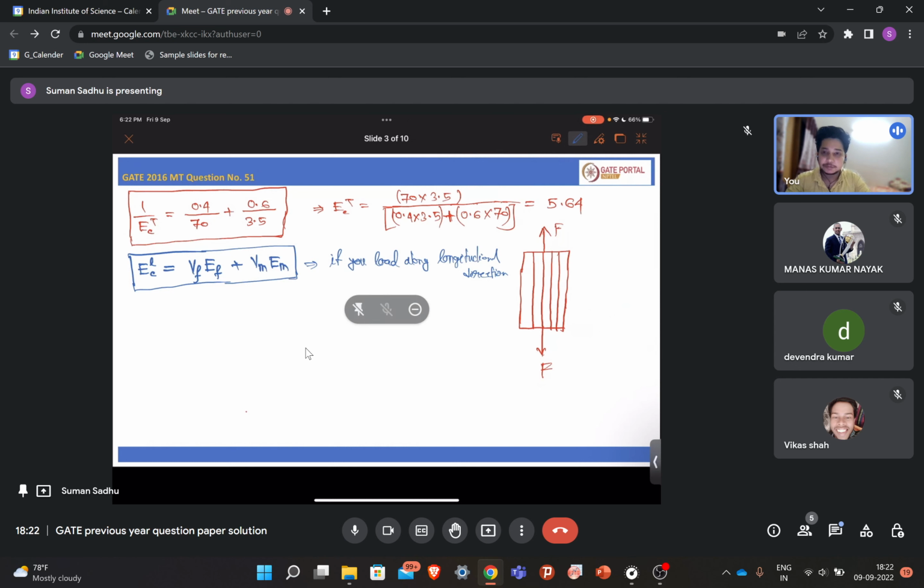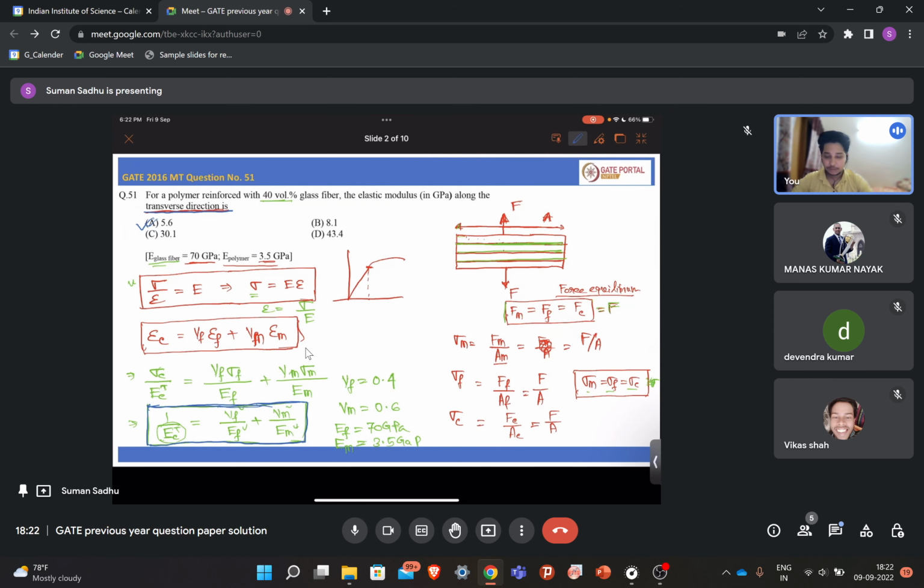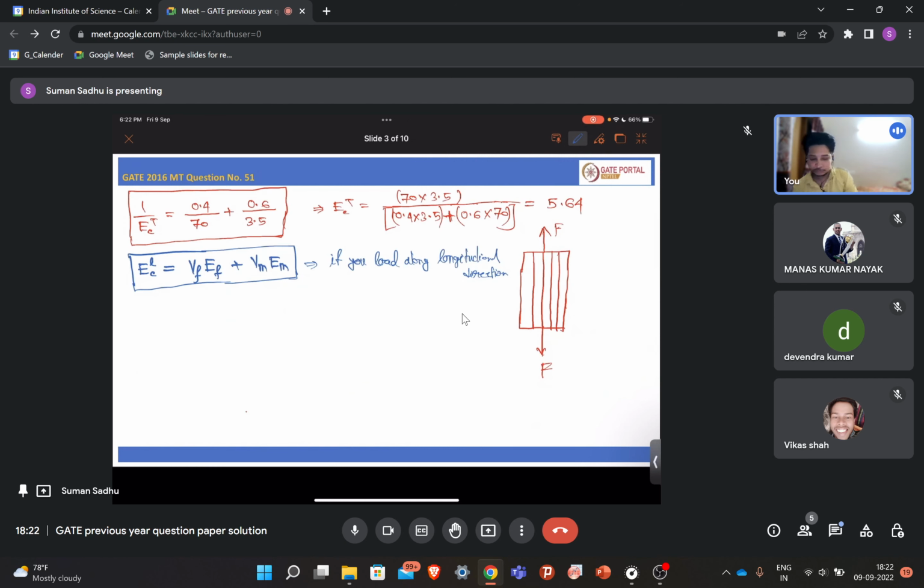Any type of question may come in GATE. In 2016 this question came where you had to calculate in the transverse direction. I think there is also a similar question in 2014. There they asked what will be the elastic modulus in the longitudinal direction. For this you have to use this formula, so you can note it down. Do you know how this formula comes? How can we derive this one? Anyone?